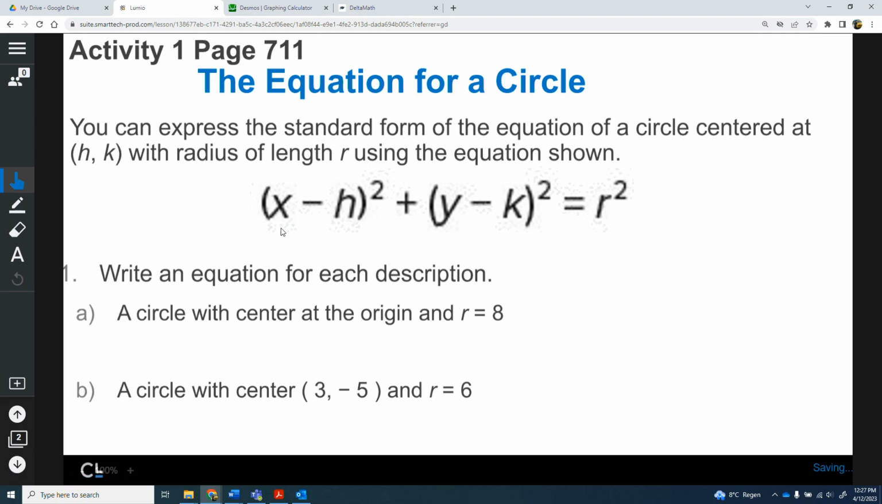So this is the equation of the circle. You're going to have three things in the equation: an x term that is squared, a y term that is squared, and then a number on the other side of the equal sign. So I'm going to go to a little thing I have here on Desmos, and we'll see what happens when I change h, k, and r.